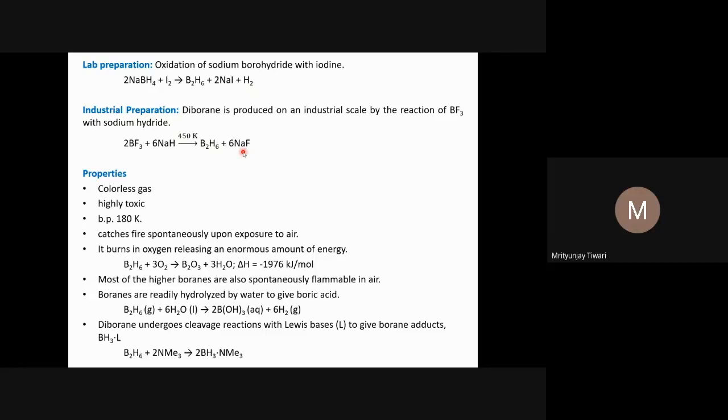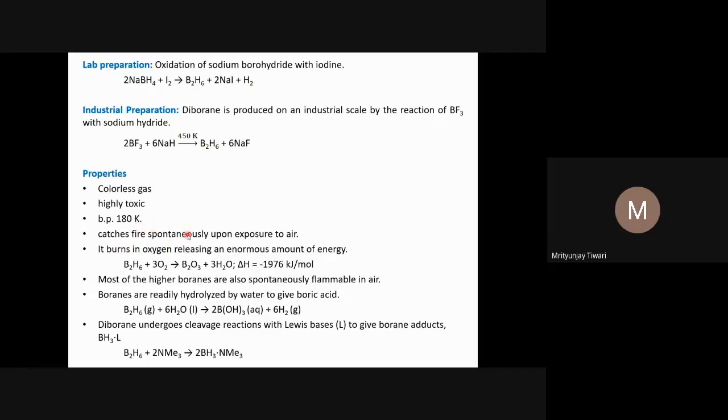Now coming to the properties of diborane. It's a colorless gas. So diborane exists in the gaseous state, and it is a colorless gas. It is highly toxic. Its boiling point is 180 Kelvin. Please remember, it's not degrees centigrade. 180 Kelvin is a very low temperature. So it's 180 minus 273 degrees centigrade.